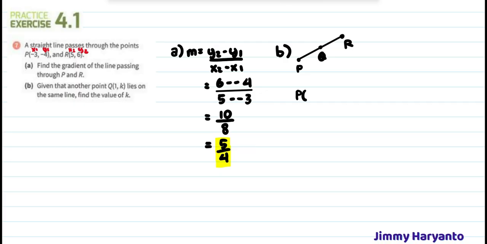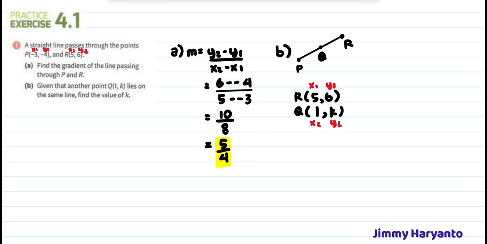Let's choose 2 points first. I will choose R because it's positive numbers. It will be easier to calculate. And then we have Q, 1, k. Let's label this as x1, y1. This one is x2 and y2. And as I told you before, the gradient is the same. So the formula will be y2 minus y1 over x2 minus x1.